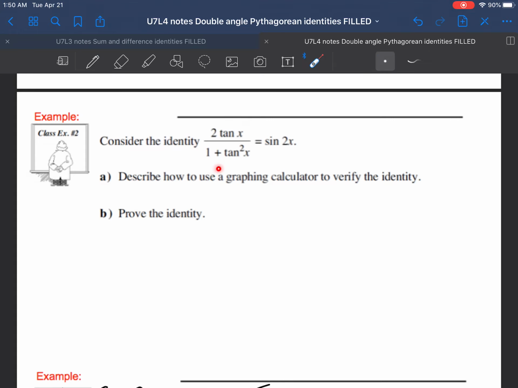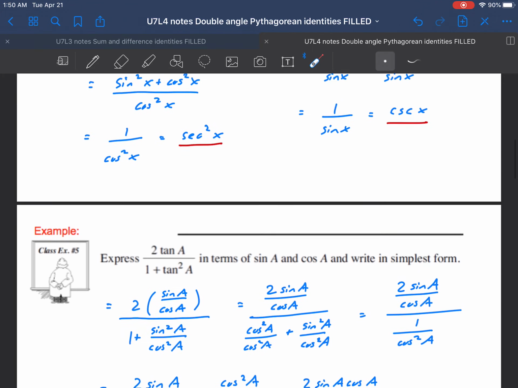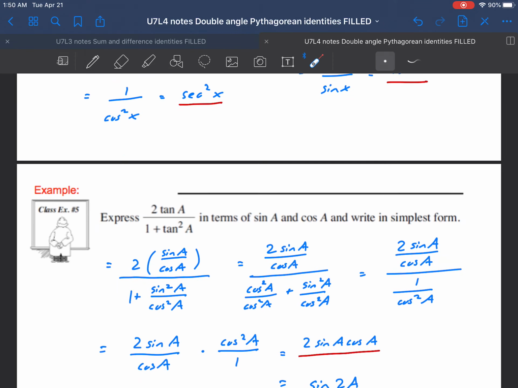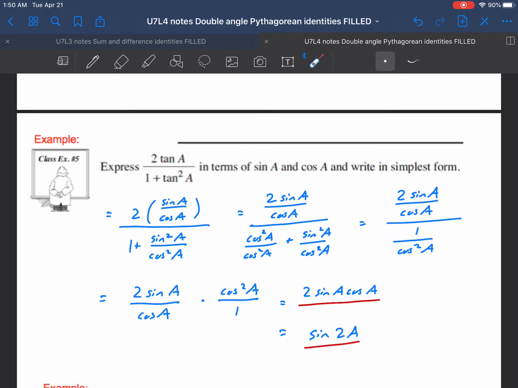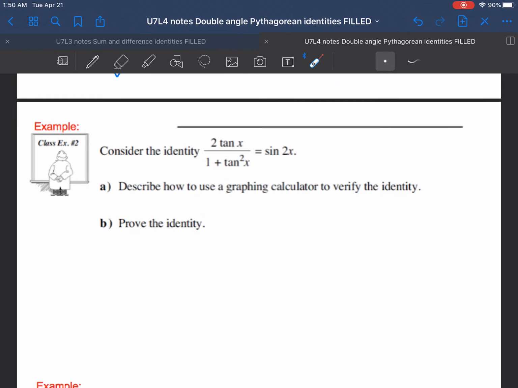Okay, this one, I think we actually did earlier. Let me go up and see. 2 tan x over 1 plus tan squared. I feel like we did that. Yeah, it's right here. So the way you can actually prove that is just take this, write everything in terms of sine and cosine, and you get to here, and now we know that that equals that. So I'm just going to write in here C above, right? And really for part B.